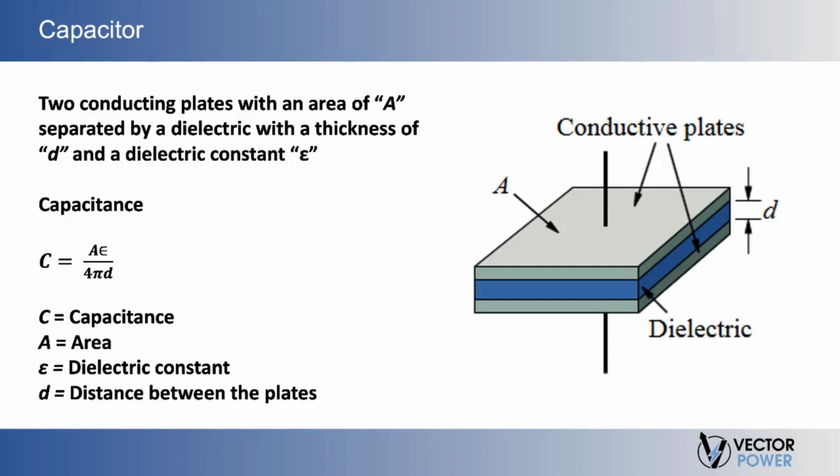The capacitor: two conducting plates with an area of A separated by a dielectric with a thickness of d, and a dielectric constant represented by epsilon. So the formula for capacitance, or mathematical representation of capacitance, is the capacitance equals the area multiplied by the dielectric constant divided by 4 pi times the distance between the plates.